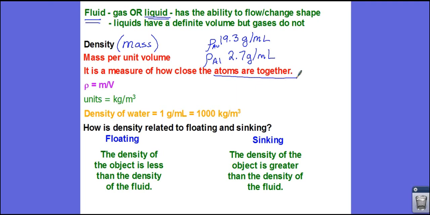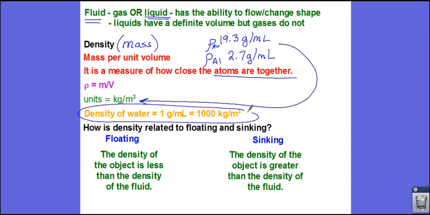Now, you're going to see this, however, down here in physics, we are going to use kilograms per cubic meter, not grams per milliliter. So we need a little conversion factor. So 1 gram per milliliter is equal to 1,000 kilograms per cubic meter. So that's our conversion factor. So this would simply be 19,300 kilograms per cubic meter. And this would be 2,700 kilograms per cubic meter. And as we were up here, you may have seen me using the symbol for density, which is the Greek letter rho. It looks like a combination of a lowercase p and an e. And it is the mass divided by the volume.